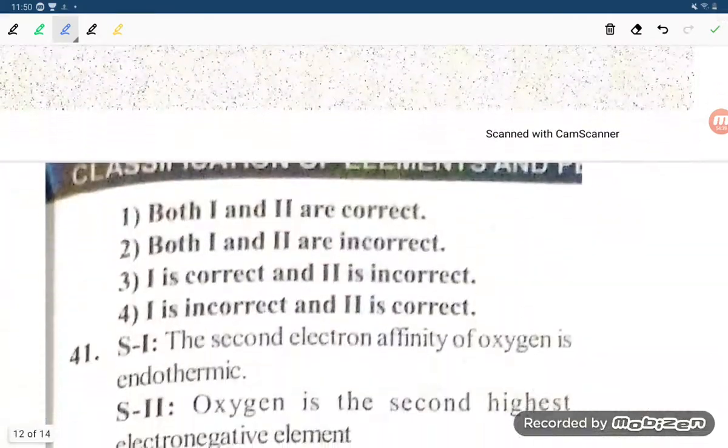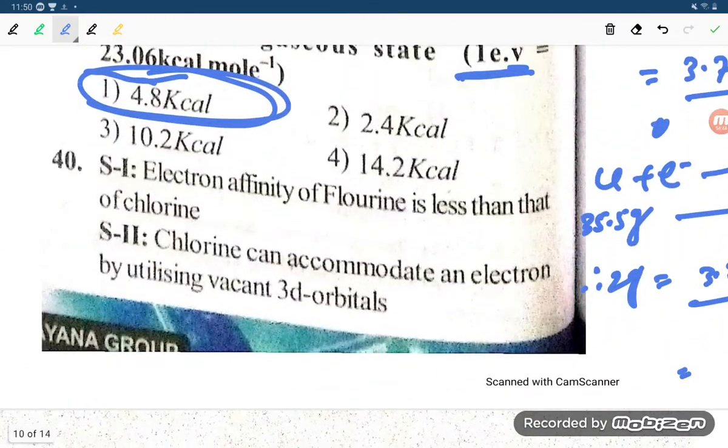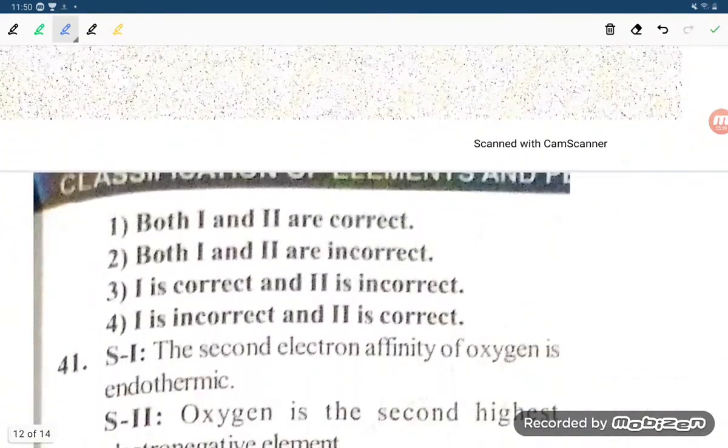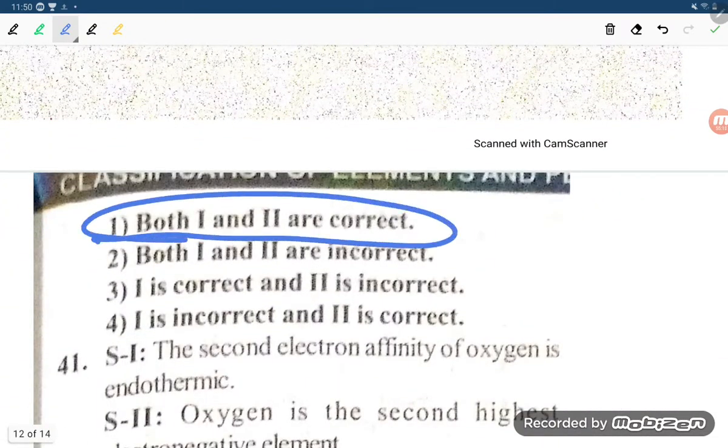Now let us move to the next question, student. Question number 40. Electron affinity of fluorine is less than that of chlorine. Yes, due to repulsion. This is exceptional, we have already explained. So that is correct. And next, chlorine can accommodate an electron utilizing the 3d orbital. That is also correct, student. After 3p, the 3d orbital comes. So both statements are correct, that is the option, 1 and 2 are correct.